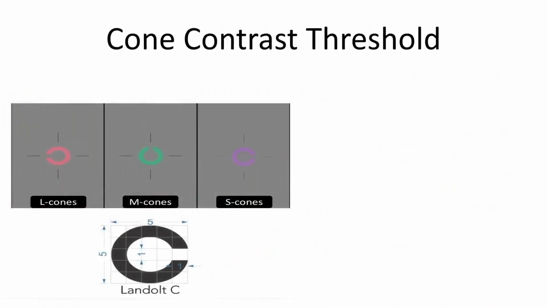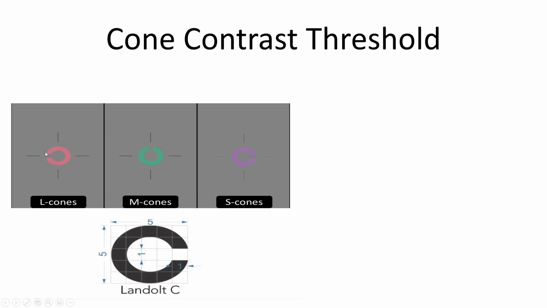Today I'm going to talk about cone contrast threshold testing, which uses a digital display to evaluate individual cones one at a time. The L cones, the M cones, and the S cones: red, green, and blue. The background of the display is a uniform gray color. It is isochromatic. It's sufficiently bright to extinguish any responses from the rods, leaving only the cones to respond.